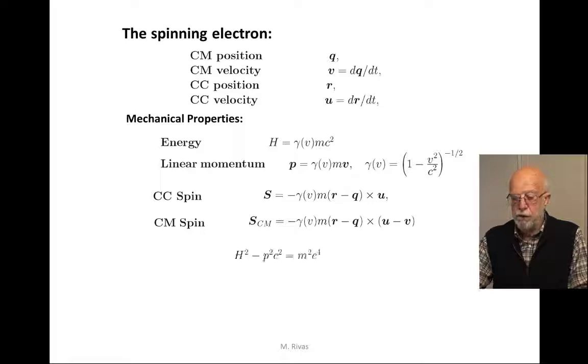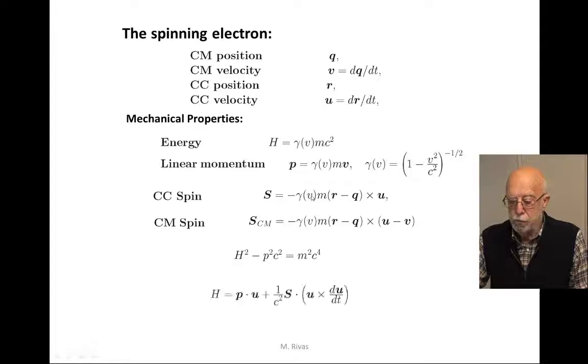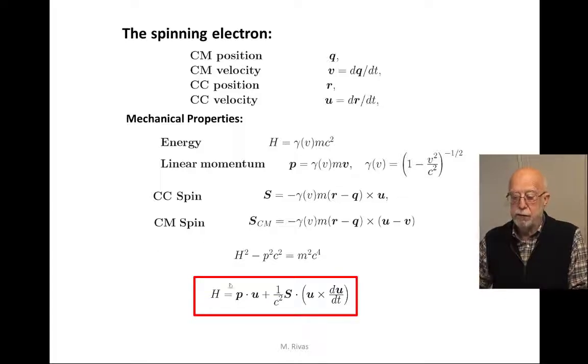Okay, as before, h and p are not independent, and they satisfy the same second degree equation, this quadratic equation, as in the point particle case. But in addition to this, these three objects, h, p, and s, are also not independent observables. They satisfy this equation. But this is a first order equation between h and p, and also on s.